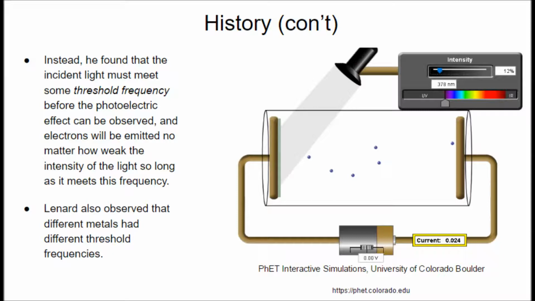And if the light does not meet this frequency, then no matter how strong the intensity of the light, no electrons will be emitted. Likewise, if the light does meet the threshold frequency, then no matter how weak its intensity, electrons will be emitted. Leonard also noticed that different materials had different threshold frequencies. The results found by Leonard were inconsistent with the classical interpretation of light.